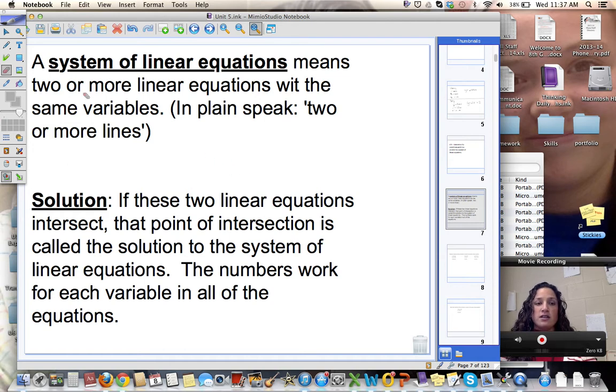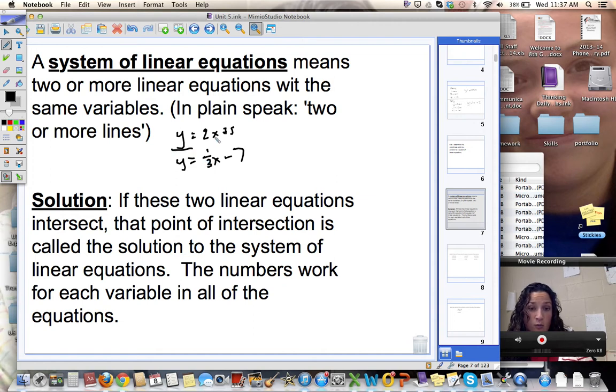A system of linear equations means two or more linear equations with the same variables. So it's like two or more lines, something like y equals 2x plus 5, or y equals 1/3 x minus 7. You can have 3. They don't necessarily have to be set up as y equals. It could be like x equals 3/5 y, but they both have the same variables, y and x.